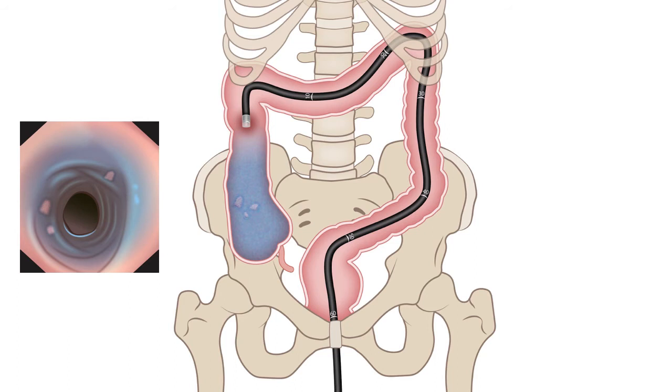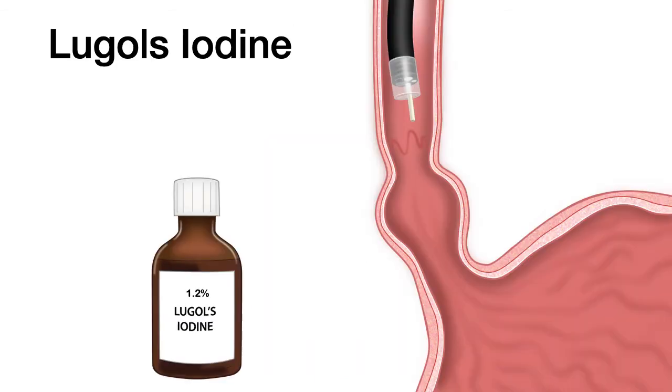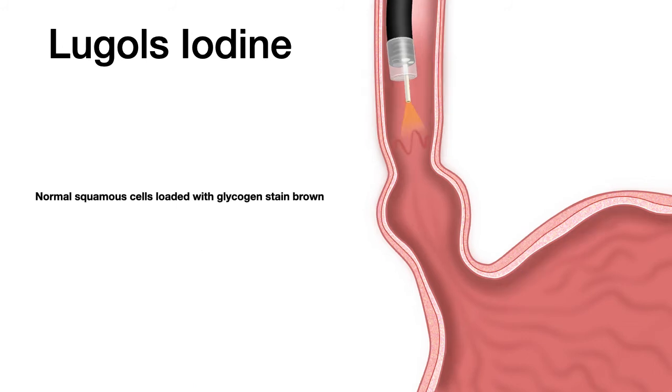So, next, let us look at Lugol's iodine. This is 1.2% Lugol's iodine, and this is used for screening squamous cell cancer of the esophagus. So, this is what you do. During upper GI endoscopy, you come all the way to the gastroesophageal junction, and then from there onwards you spray Lugol's iodine from the lower end all the way to the upper end.